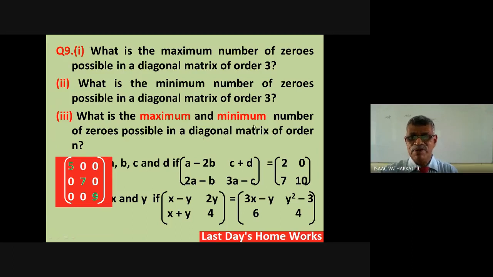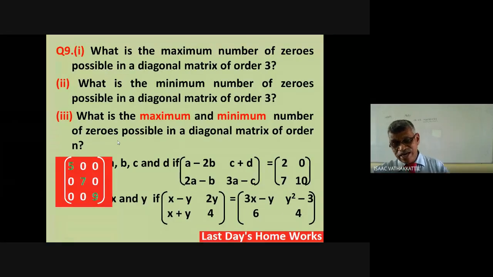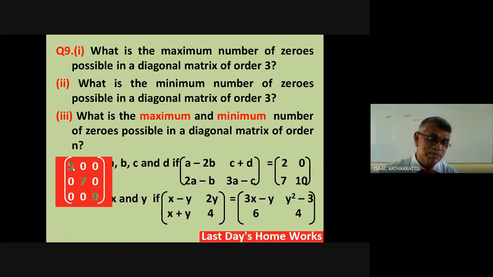What is the maximum and minimum number of zeros possible in a diagonal matrix of order n? In a diagonal matrix of order n, there are n squared elements, in which n are diagonal elements. So the minimum number of zeros is n squared minus n. Maximum zeros, n squared minus 1.